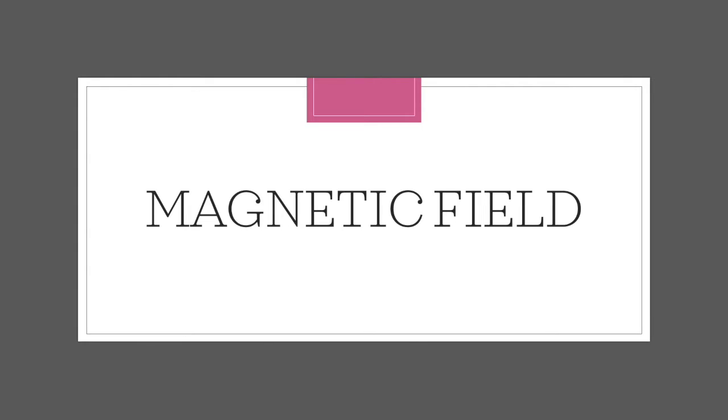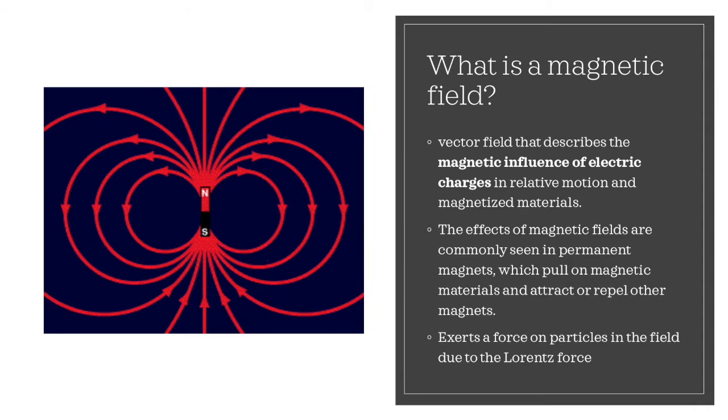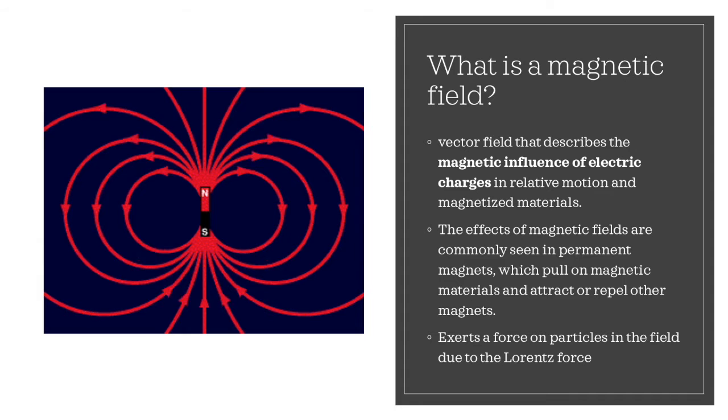Magnetic field. So what is a magnetic field? A magnetic field is a region around a magnetic material or a moving electric charge within which the force of magnetism acts. Magnetic fields surround and are created by moving electric charges such as those used in electromagnets.